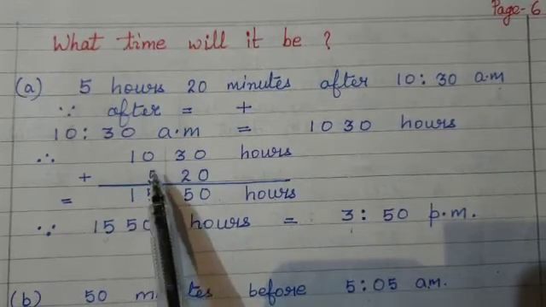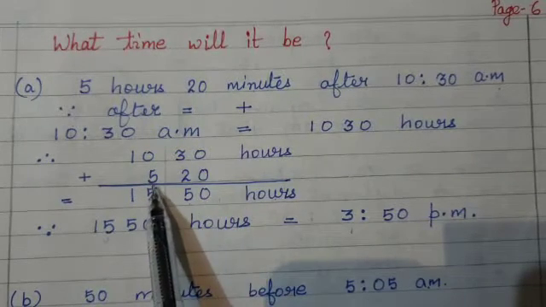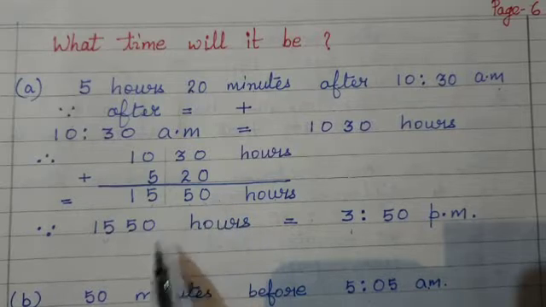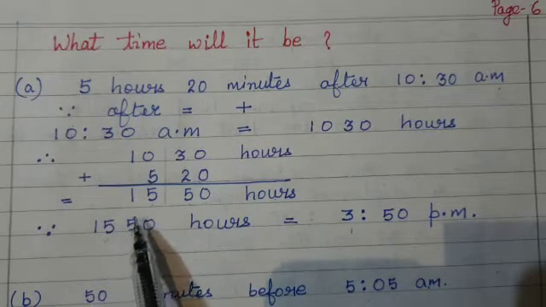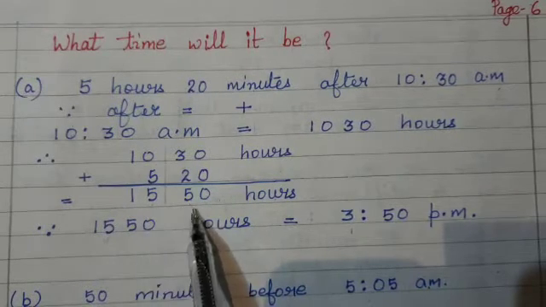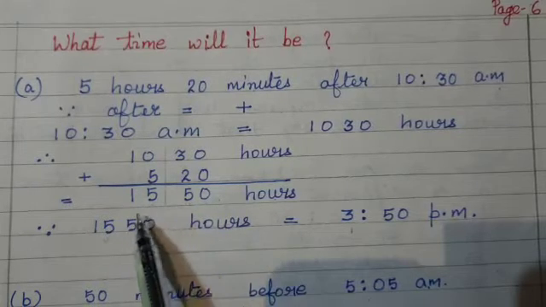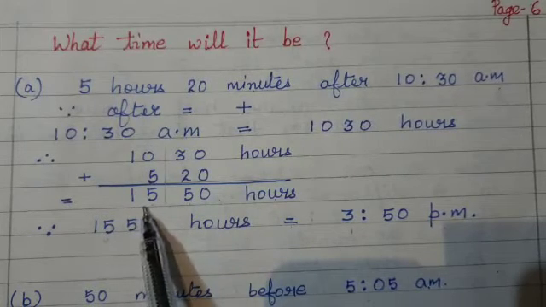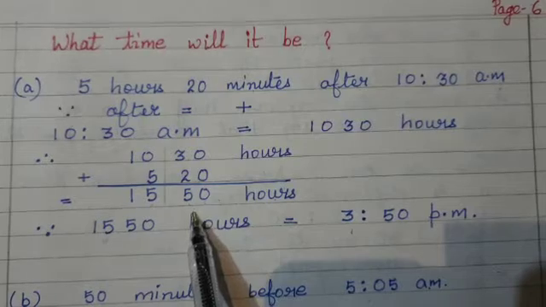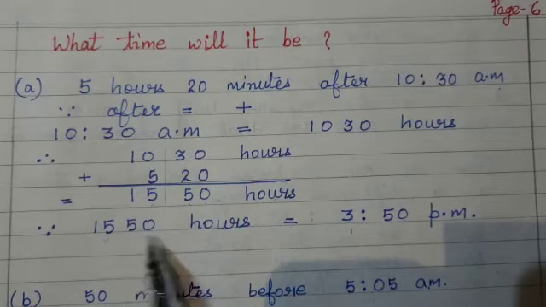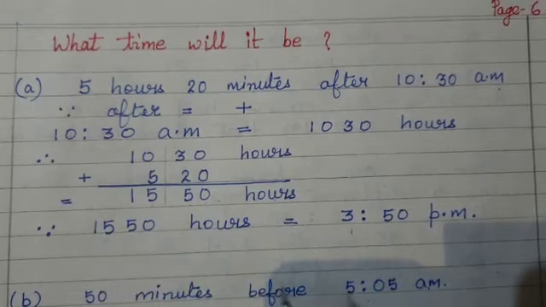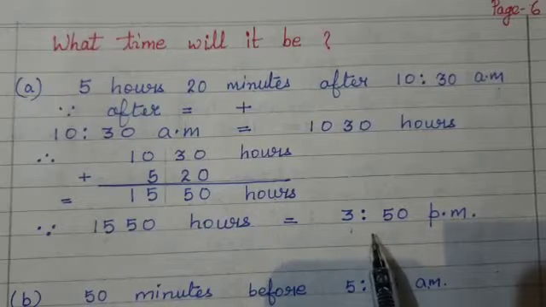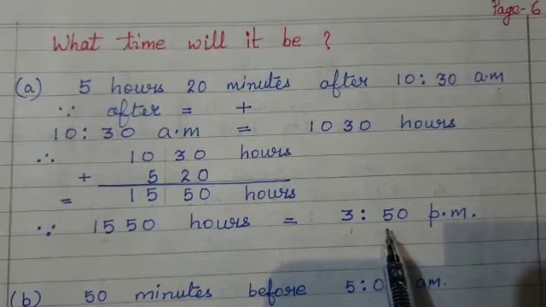So this 10 hours 30 minutes plus this 5 hours 20 minutes. So when we get the addition sum, we are getting here 15 hours 50 minutes. 1550. That means 15 hours 50 minutes. So now this 15 hours 50 minutes, we need to convert it in 12-hour clock system.